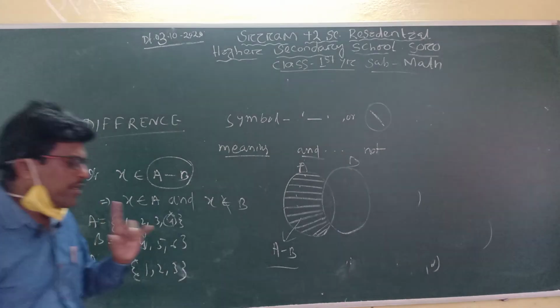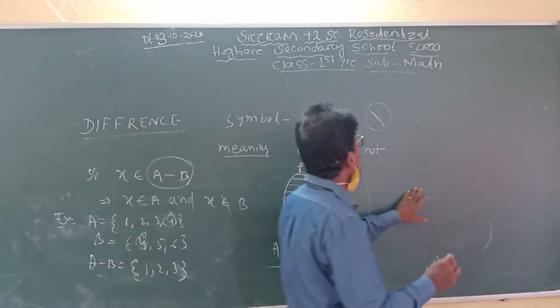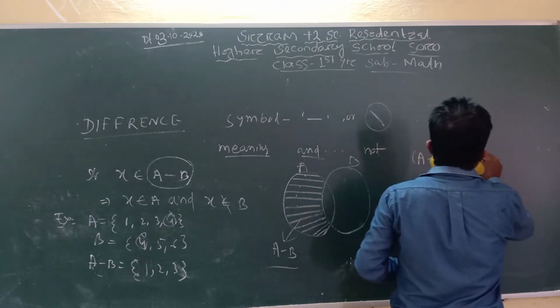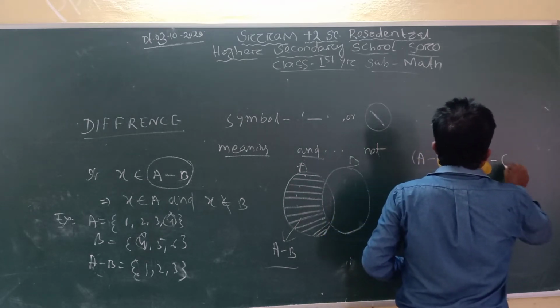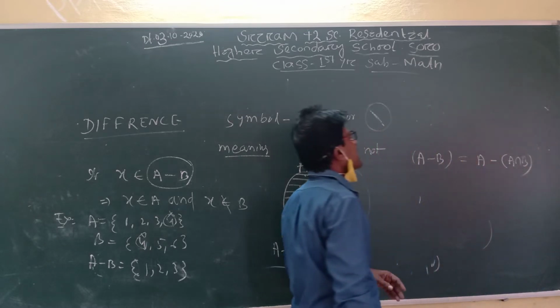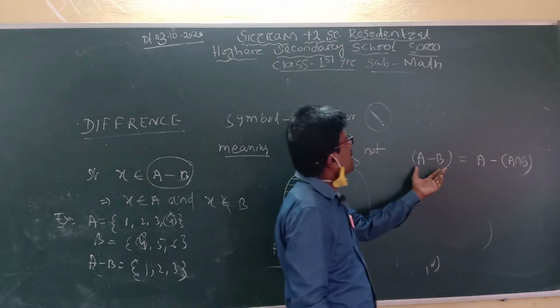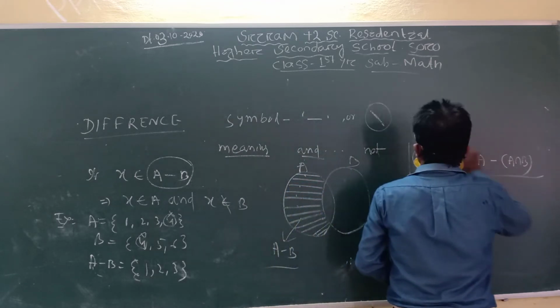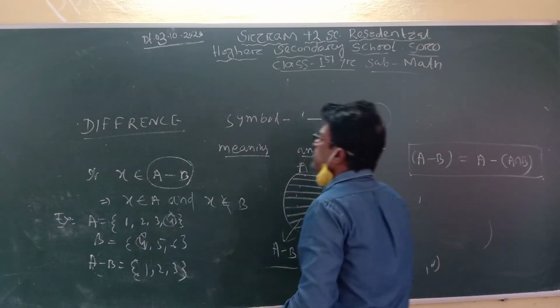Also, you remember I told you that A difference B is also expressed as A difference A intersection B. A difference A intersection B is the same as A difference B. Remember that part also.